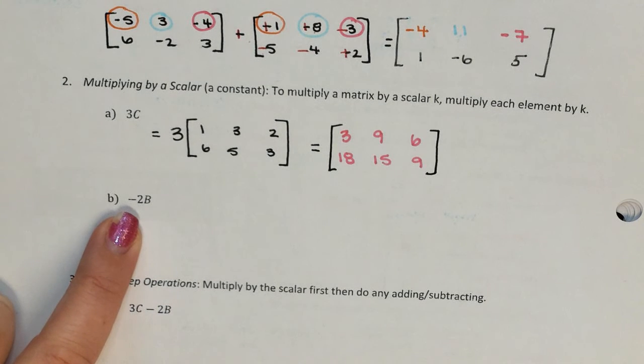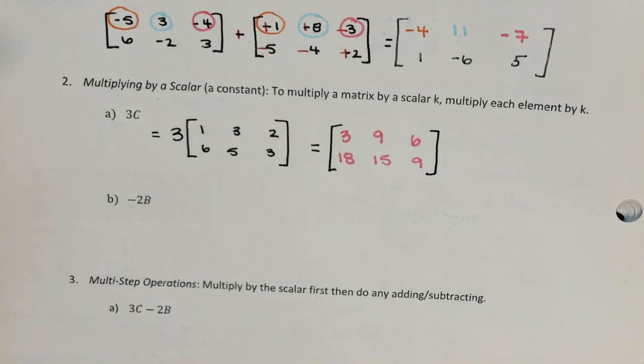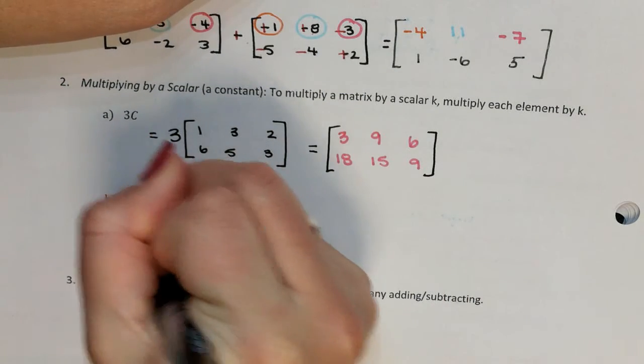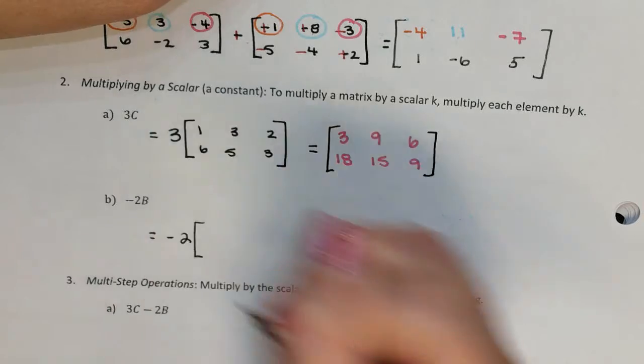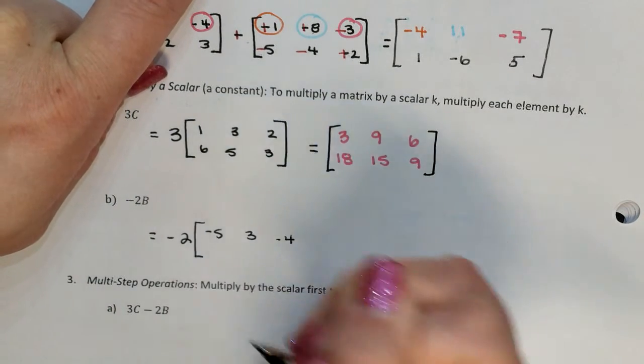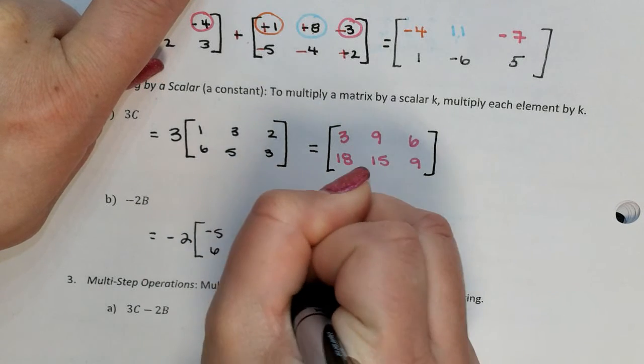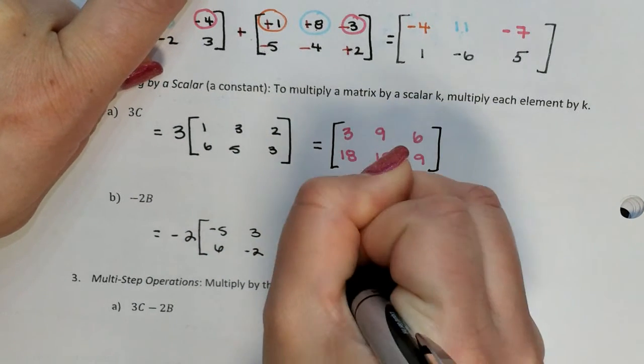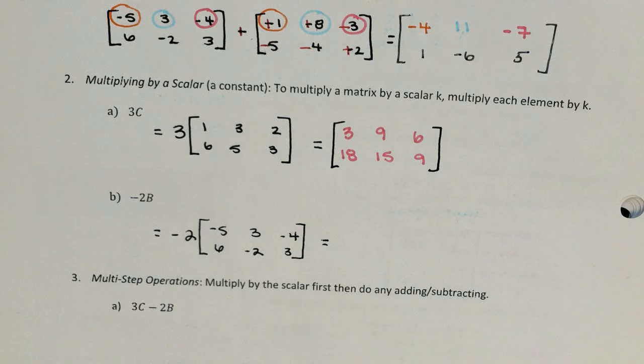The next one is a negative number, so negative 2B. So negative 2 is out front this time. Matrix B is negative 5, 3, negative 4, 6, negative 2, 3. And let's figure out what this one's going to be.